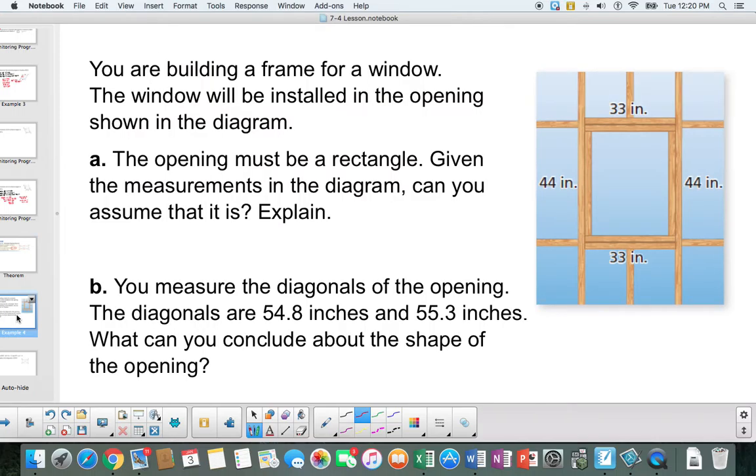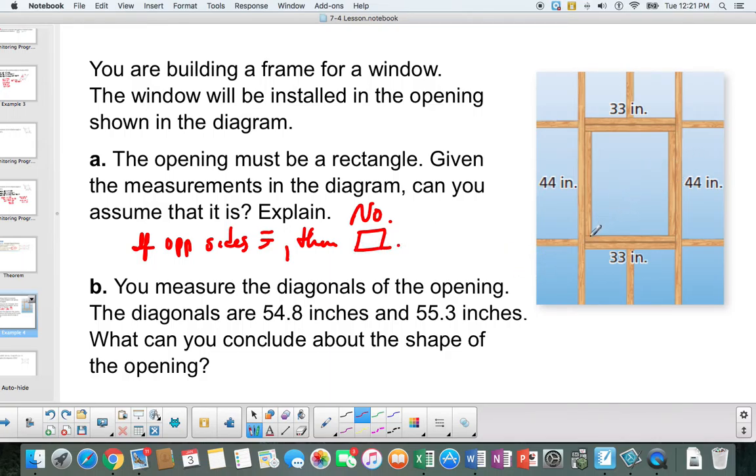All right, let's see if we can use this in this situation. We're building a frame for a window, and the opening must be a rectangle. So they measure it, and they find these measurements. Can we assume that it is a rectangle? And the answer is no. The best we can say is if opposite sides are congruent, then it's a parallelogram.